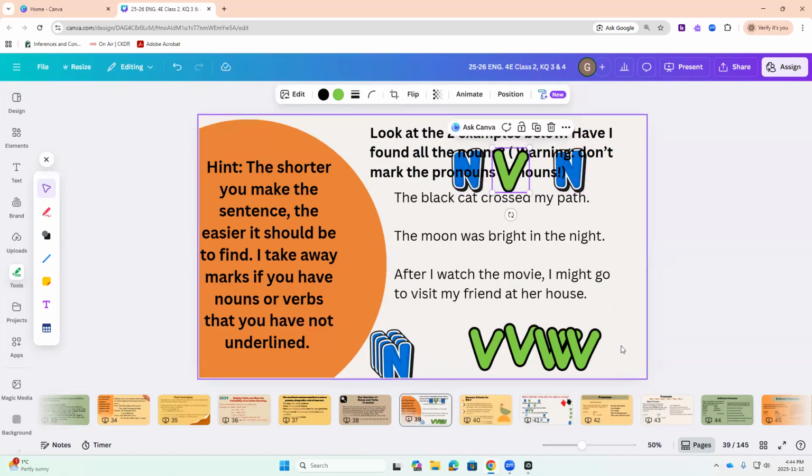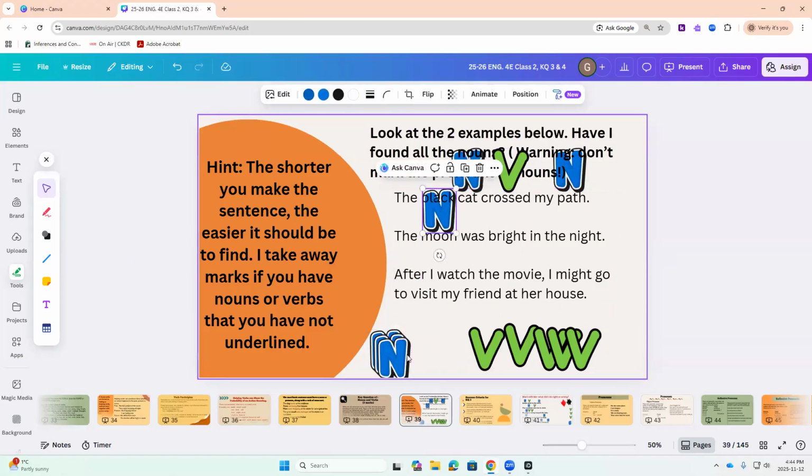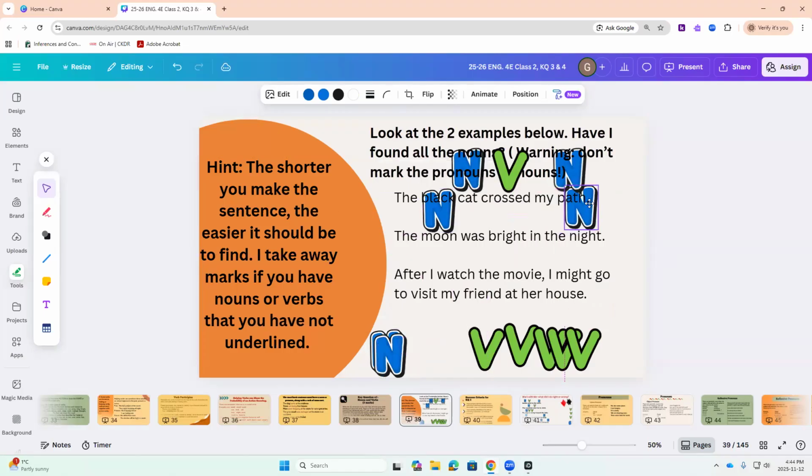The moon was bright in the night. All right, what are my nouns first? We've got moon and night. Bright is not a noun, right? It's not naming anything. It's describing how something might look.